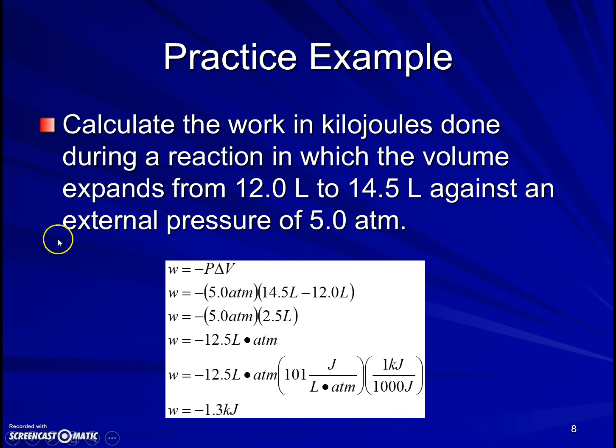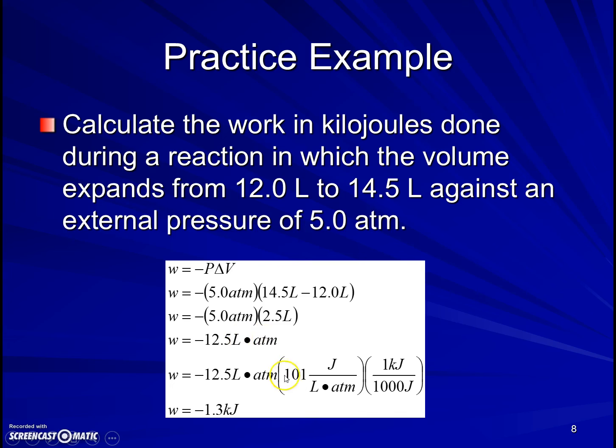So let's take a look at the solution to this problem. We just said work is negative pressure times change in volume. The pressure is 5 atmospheres. The change in volume is the difference between the final volume and the initial volume. That's 2.5 liters. So we get negative 12.5 liter atmospheres.